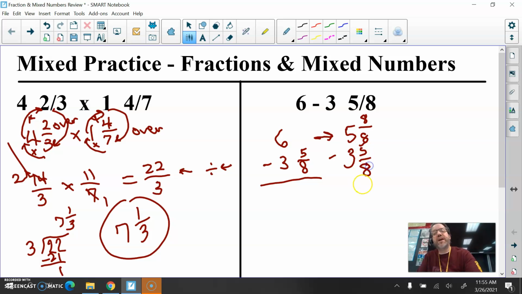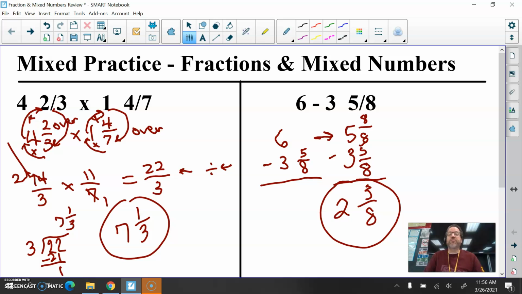And I think you'll notice now the subtraction is pretty easy. 8/8 minus 5/8 is 3/8. 5 minus 3 is 2. So we get 2 and 3/8 for our answer. You can always check your answers, by the way, when you're done. In this case, you could take 2 and 3/8, add it to 3 and 5/8, and see if it ends up equaling 6. It'll be 5 and 8/8, which is 6 whole. So 2 and 3/8 is our answer there.